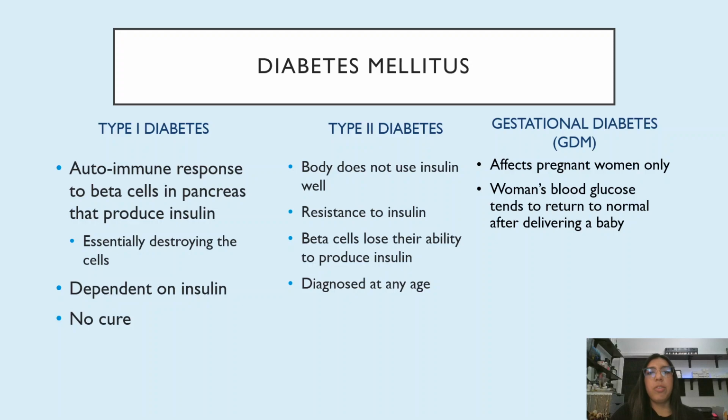Fortunately, gestational diabetes tends to resolve on its own, and blood glucose levels return to normal after the woman delivers a baby. However, afterwards, both the mother and the baby are at greater risk of developing type 2 diabetes later on in their lives.